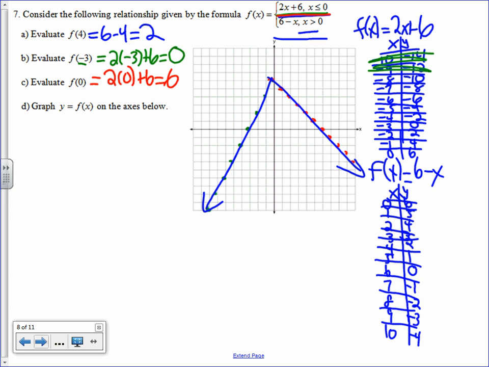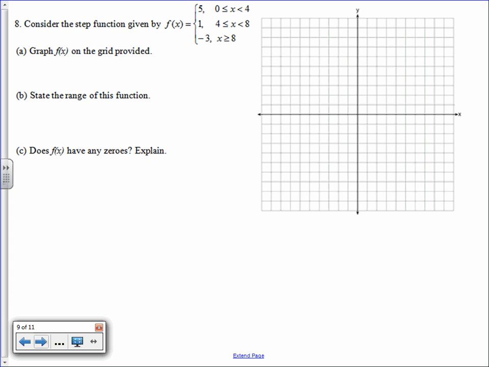The other way to do that. F of 4, I go to 4 on the x-axis. At 4, the graph is at 2. At negative 3, the graph is at 0. And at 0, the graph is at 6.